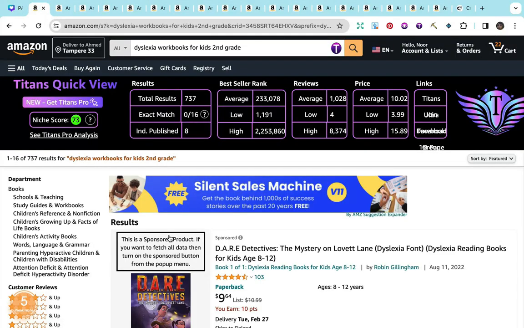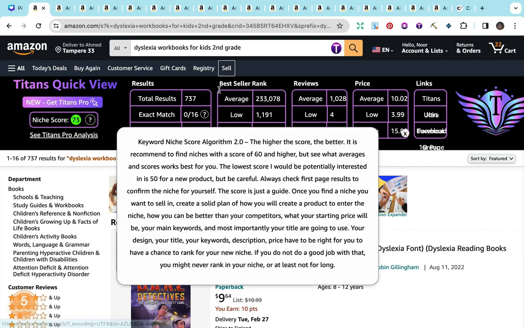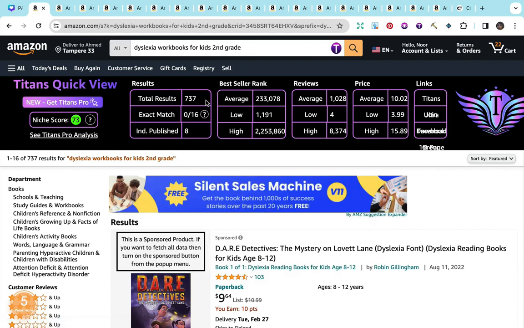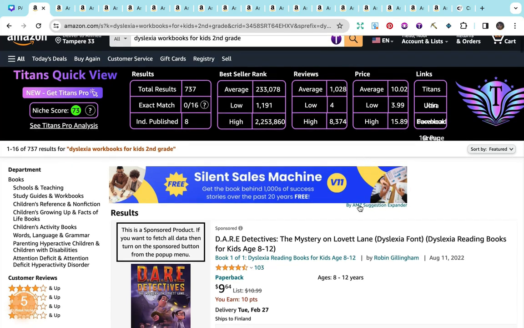Now, this is a great keyword. It has a strong keyword niche score of 73, green light by Self-Publishing Titans, ready to go. Also, the total results are under 1,000, which is ideal, and they're currently sitting at 737. Bestseller rank average is under 300,000, and it is currently sitting at 233,078. There is a whopping 1,028 average reviews and $10 average price for this wonderful niche right over here.